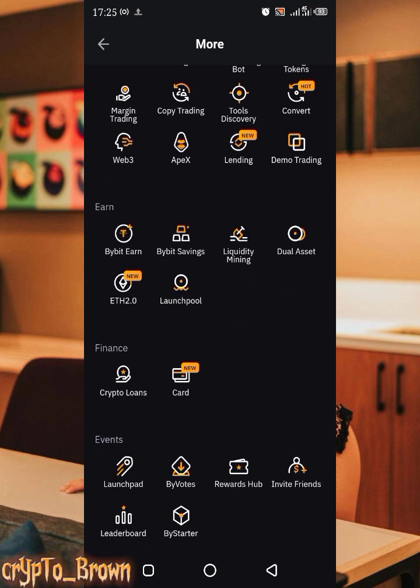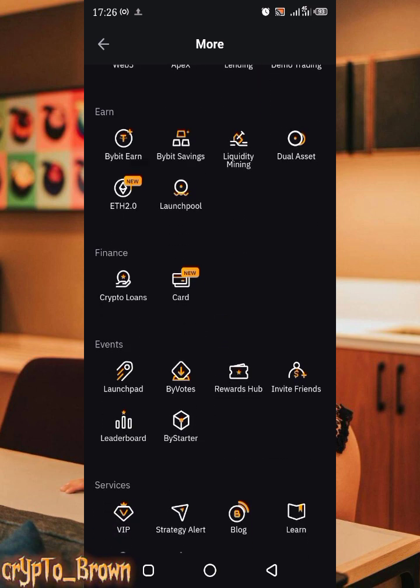So when it comes to the Earn tab, you can see Bybit Savings, liquidity mining, dual assets, Ethereum 2.0, and launch pool. Binance has a whole lot more earn opportunities than Bybit. So this is just something Bybit is limited to. That's just by the way.